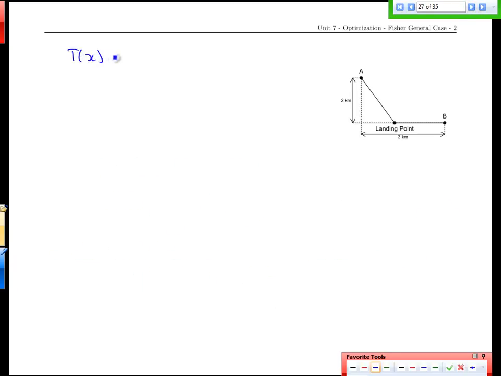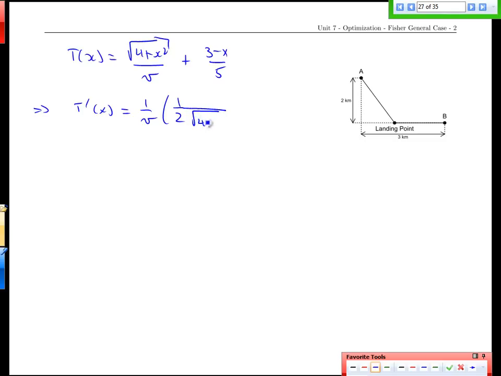Our t of x, again, is square root of 4 plus x squared all over v, and then we add in the travel time on shore. We know the derivatives of this already, except with v's instead of 4's. Our derivative is going to be 1 over v, 1 over 2, square root of 4 plus x squared, times the derivative inside, which is 2x, plus 1 over 5 negative. And we get to cancel our 2's here.